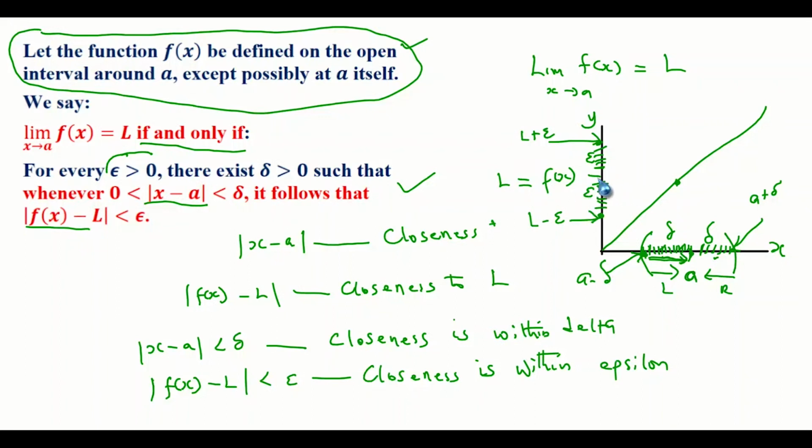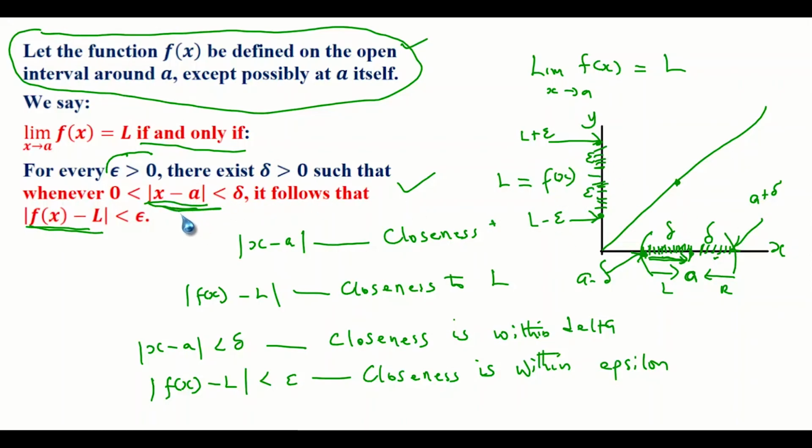Now I have explained delta and I have explained epsilon. I have also explained that this is the closeness to A, which is within the delta, and this is closeness to the limit, which is within the epsilon. As you can see here, once you understand this graph, this definition will be clear to you.